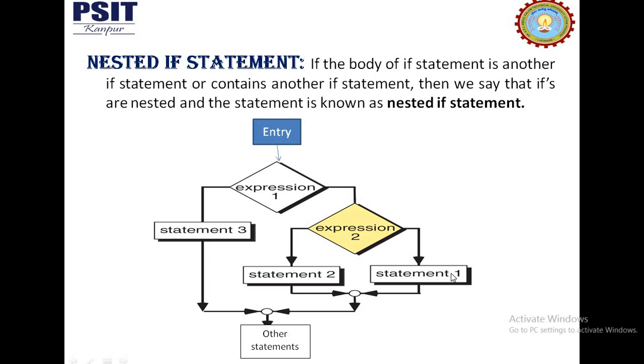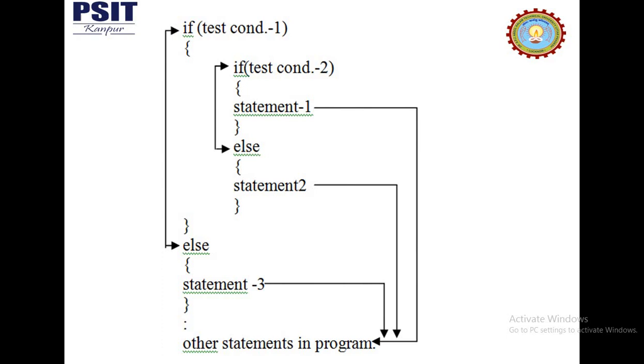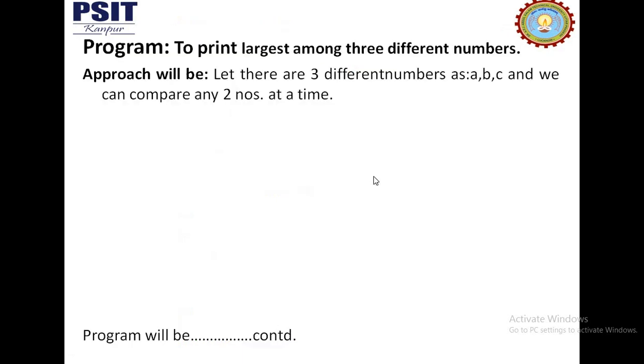So when will statement 1 execute? When both the expressions are true, both the conditions are true. When will statement 2 execute? When expression 1 is true, that means non-zero value, but expression 2 is false. When will statement 3 execute? When expression 1 is false. So see, again the same thing: condition 1, condition 2, when statement 1 will execute, when statement 2 will execute, when statement 3 will execute. I have told you everything, just go through it once.